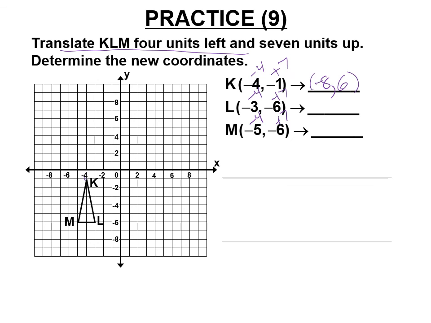Okay, so we're going 4 units left. 1, 2, 3, 4. And 7 units up. 1, 2, 3, 4, 5, 6, 7. Did we end up at -8, 6? Yes, we did. So let's do the other ones. L should be -3 minus 4, -7. -6 plus 7, +1. So L should end up at -7, +1 right there. Then that makes sense. And so it's pretty obvious where M is going to end up right there.